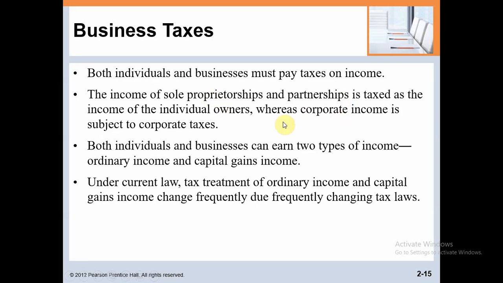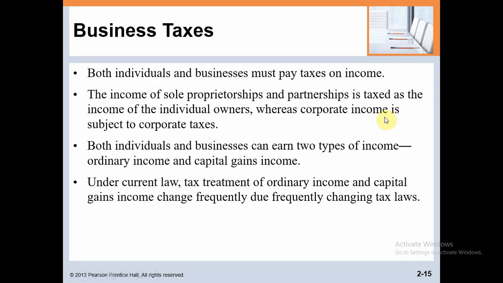Whereas the corporate income is subject to corporate taxes. Corporations are a form of business where owners are separated from the management. Secondly, a corporation is a legal entity. They have legal power, and that's why they are taxed separately from their owners. So here is also the concept of double taxation, which we will discuss in the next slide.